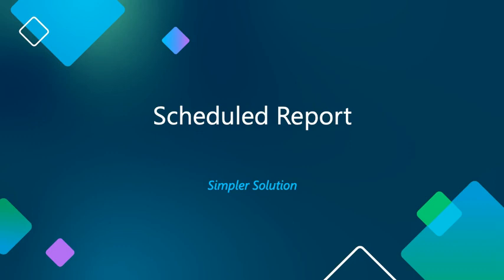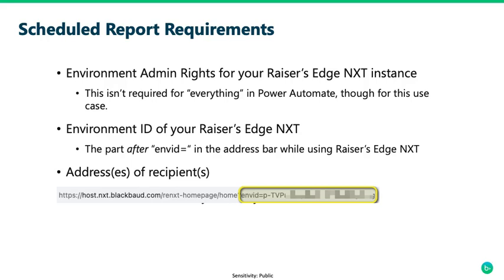Let's talk about the scheduled report, which, as mentioned, is the simpler of the two to set up and a good starting point if you're new to Power Automate. There are a few requirements to get this set up. Just like you need to be an environment admin to connect Razor's Edge NXT to the Power Automate app in the marketplace, you'll also need to be an environment admin or have access to someone who can log in as an environment admin for this to work.